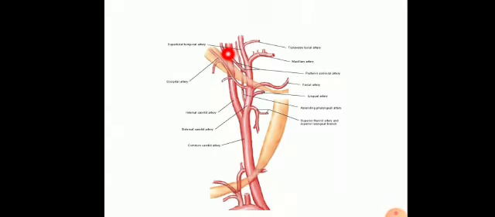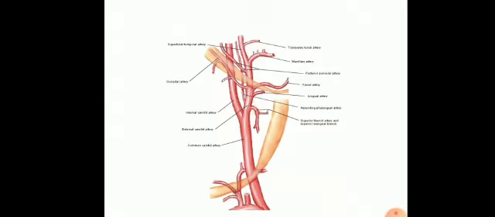Posterior auricular artery, from its name, supplies the auricle and the scalp. Occipital artery supplies the posterior part of the scalp. There are two posterior branches. The medial branch is named ascending pharyngeal artery. It supplies the muscles of the pharynx and the prevertebral muscles.